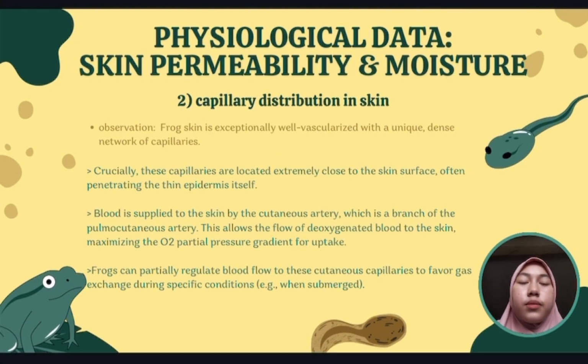Second is about capillary dispersion in skin. Based on our observations, frog skin is exceptionally well vascularized, with a unique, dense network of capillaries. Crucially, these capillaries are located extremely close to the skin surface, often penetrating the thin epidermis itself. Blood is supplied to the skin by the cutaneous artery, which is a branch of the pulmocutaneous artery. This allows the flow of oxygenated blood to the skin, maximizing the O2 partial pressure gradient for uptake. Thirdly, frogs can partially regulate blood flow to the discontinuous capillaries to control gas exchange during specific conditions.